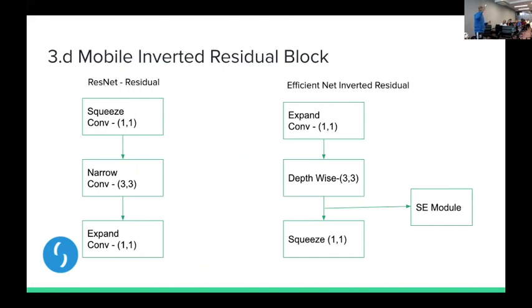EfficientNet is very similar to MobileNet. The architecture and the computations are totally equivalent. But they just injected the SE module, and they did a grid search over the width, depth, and resolution coefficients. Apart from the SE module and the grid search, everything is similar to MobileNet.